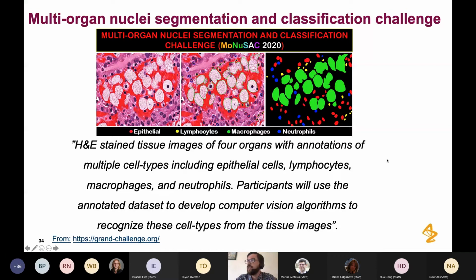And again, you can also see different morphological features, different types of tissue and cells. You can see lymphocytes, you can see macrophages, neutrophils. For example, one task in this challenge was multi-organ nuclei segmentation. So you're given H&E stained tissue images of 4 different organs, and these cells can potentially look quite different in different organs. Participants used this annotated dataset to develop computer vision algorithms to recognize these cell types from tissue images.